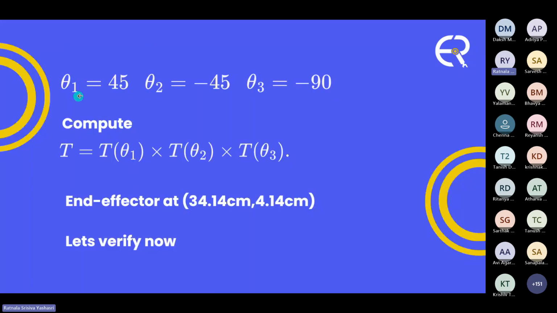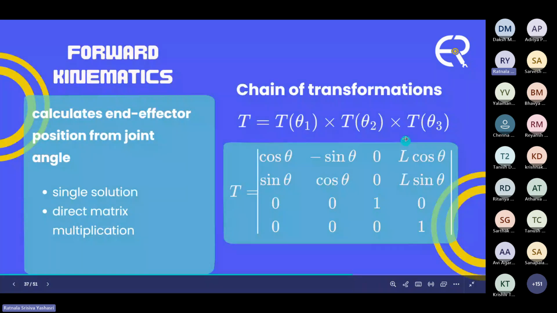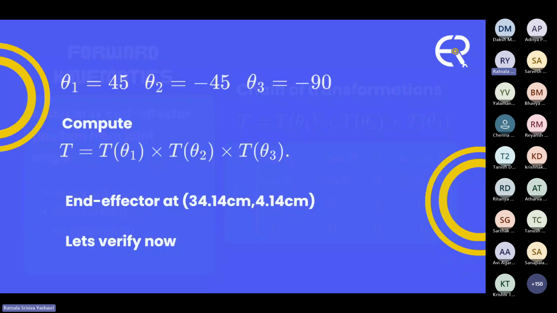Say for example, theta 1 is 45, theta 2 is minus 45 and theta 3 is minus 90. I just have to simply compute each of the matrices and then multiply them to get my end effector position. I've done that, and the length values are the same as in our CAD model. The length of link 1 is 20 centimeter, link 2 is also 20 centimeter, but link 3 is 10 centimeter. After I've used all those values, I get the end effector position to be 34.14 centimeter and 4.14 centimeter. Now we can easily verify this on our CAD model.